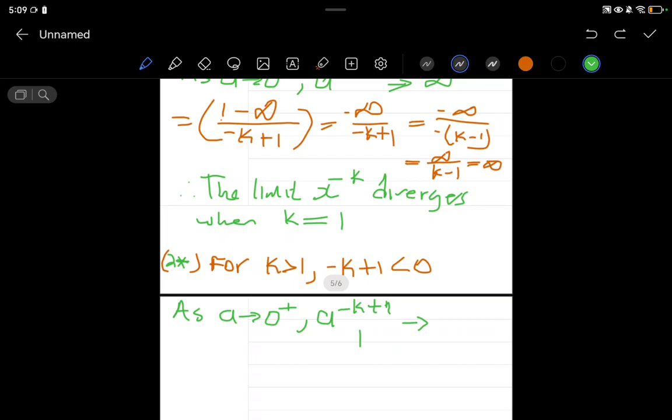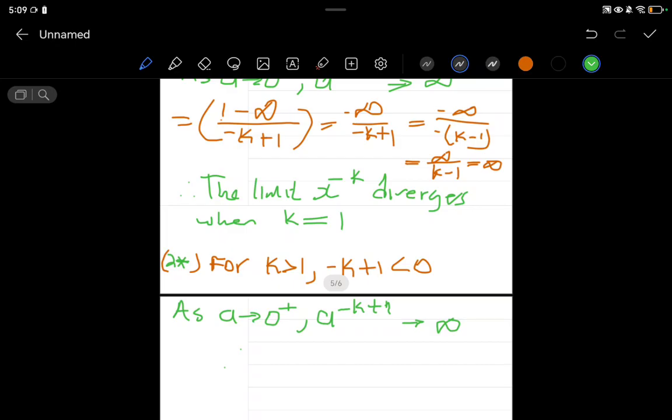Let me see if we can put it in another way. If we have a to the minus 2, then this would be 1 over a squared, and this would be 1 over 0, which approaches infinite. We agree, right? If k is 3, we would get this. So this would always approach infinite. So now this one diverges also. I'm glad that this one diverges also. So it also approaches infinite.